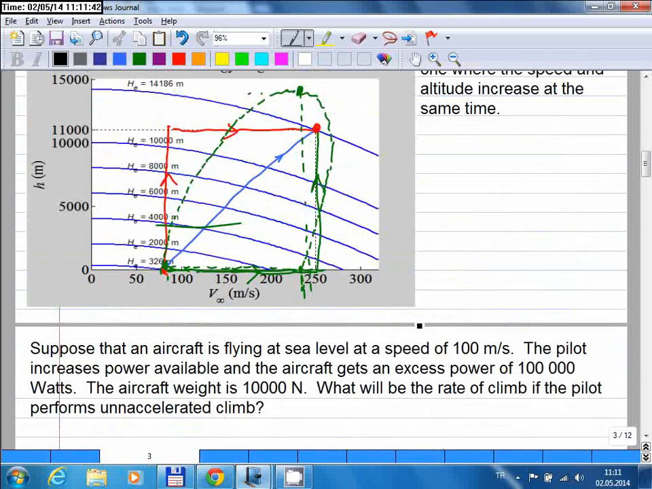So I talked about three cases. Those three cases, if you want to show them on this plot: the first one was climbing at fixed constant speed, so the first one was going in that direction. The second one was going through this direction. And the last one is going in the middle, starting in this direction, where some of the excess power is used for climbing and some is used for acceleration.